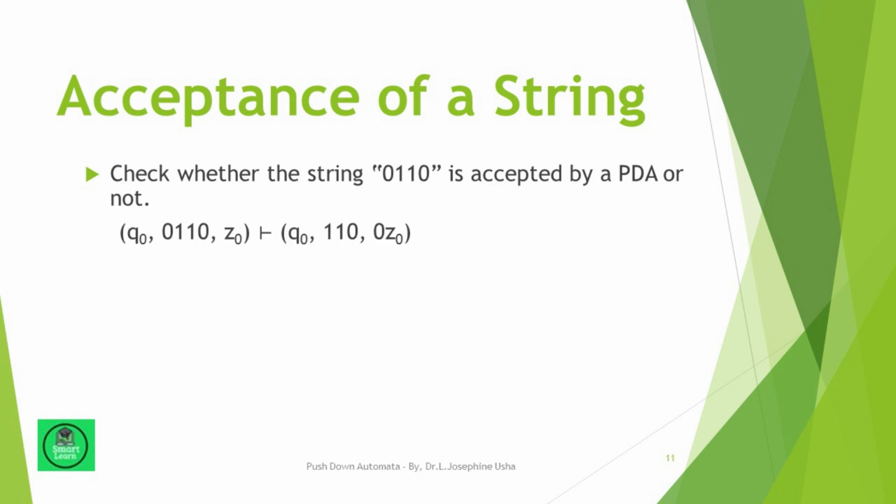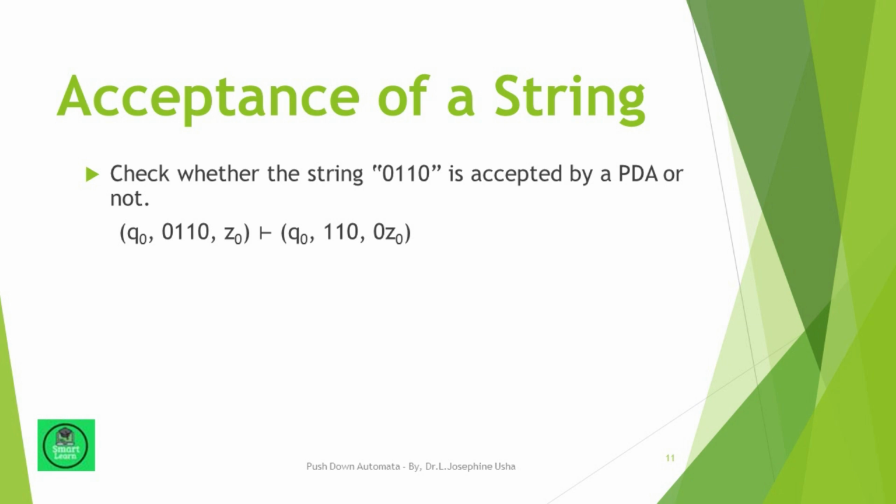We start from the initial state Q0 and the current input is 0110 Z0, where Z0 is the initial stack content. Here you are using the instantaneous description notation. First you assume you are in the state Q0 and you read the first input symbol. You read the symbols in W, so you just push the symbol into the stack.